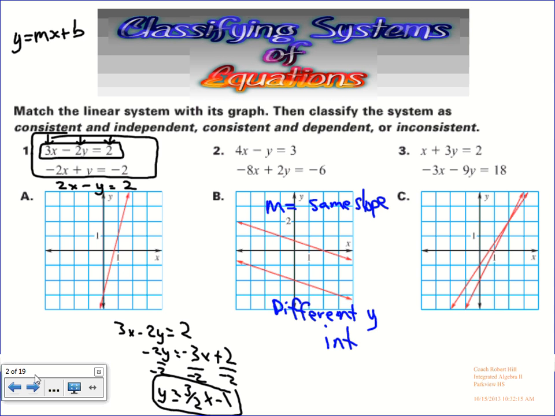Why does that system not have a solution? Because those two lines don't do what? They don't intersect. Do these two lines intersect? Yes. Those in C intersect, so I would think that one would go with C. So one goes with C here. The reason one goes with C is because I know those two lines cross because they have different slopes.